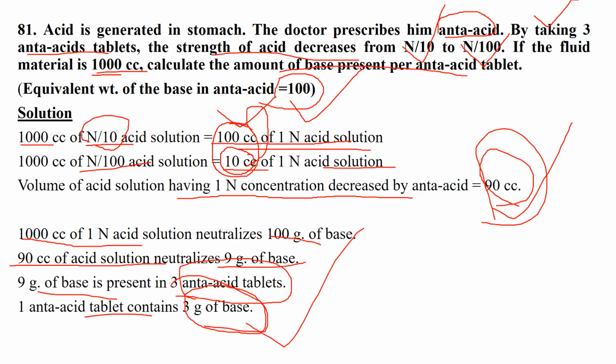We have to just convert N/10 and N/100 into 1 normal so that we can easily calculate the volume of the acid consumed by the antacid tablets.